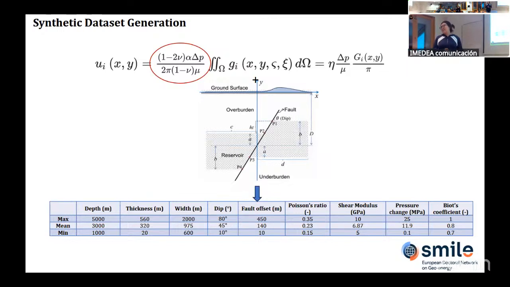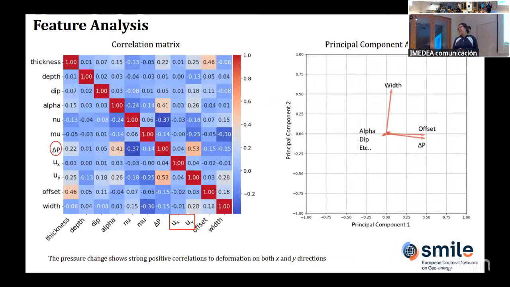So the first step was the dataset generation. As I just mentioned, this analytical solution has 9 different parameters, and each parameter has its own value range. So we need to take different values in the range of each parameter and put them into this analytical solution and calculate the corresponding ground deformation, looping the parameters one by one. And then after generating the data set, we did this correlation matrix.